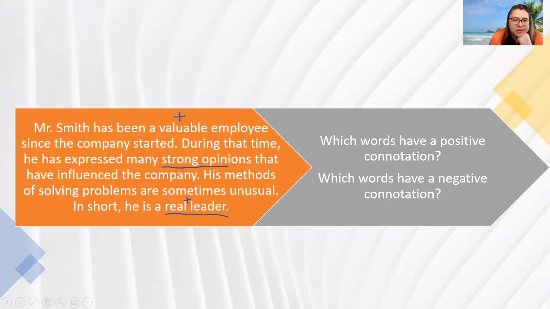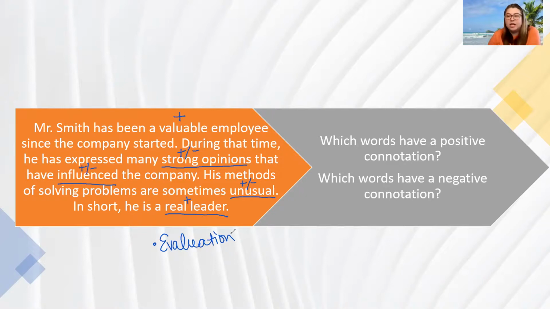What about ideas like strong opinions and influenced? Well, I think that could go either way. It could be positive or negative, right? Because you could be a positive influence or you can be a negative influence. You can have strong opinions that are good or strong opinions that are bad. So I think that could go either way. The same thing with this word unusual. It could be positive or it could be negative, depending on what I'm trying to say here. So let's think about where I might find this reading. This is talking to me about Mr. Smith as an employee. So I might use this as an evaluation.